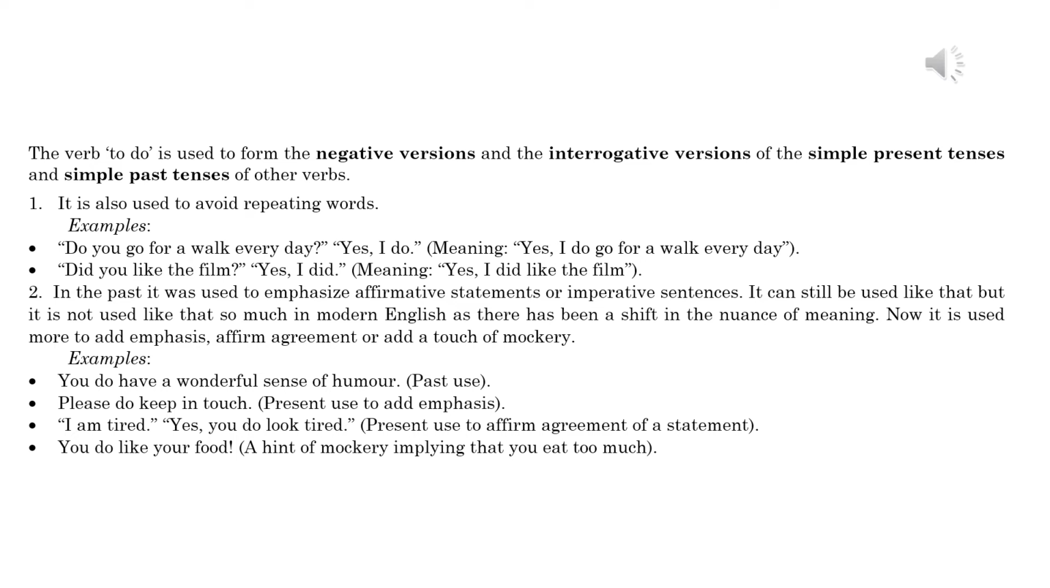1. The verb to do is used to form the negative versions and the interrogative versions of the simple present tenses and simple past tenses of other verbs. It is also used to avoid repeating words. Examples. Do you go for a walk every day? Yes, I do. Meaning, yes, I do go for a walk every day. Did you like the film? Yes, I did. Meaning, yes, I did like the film.